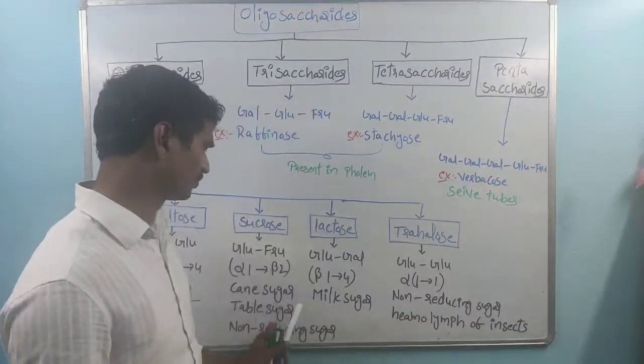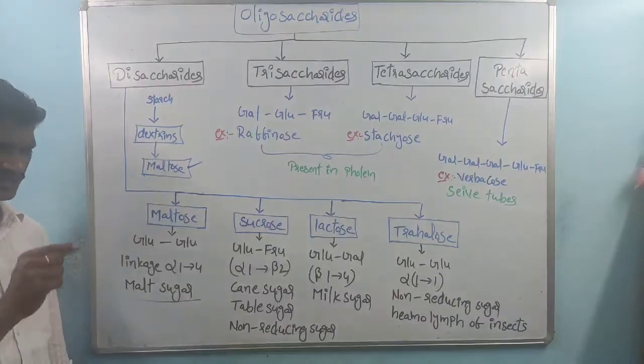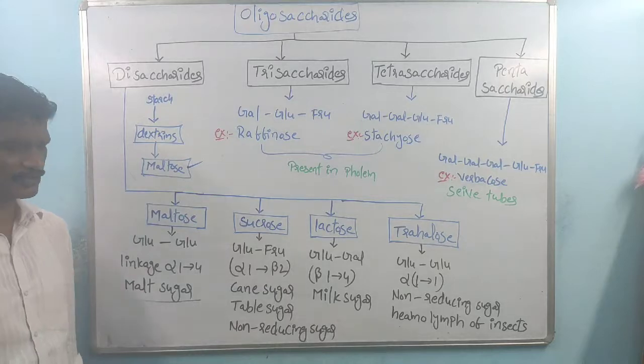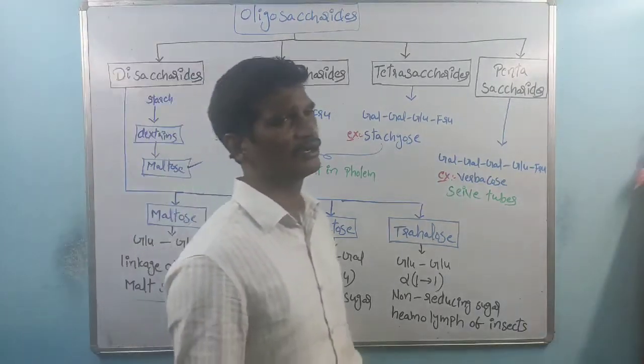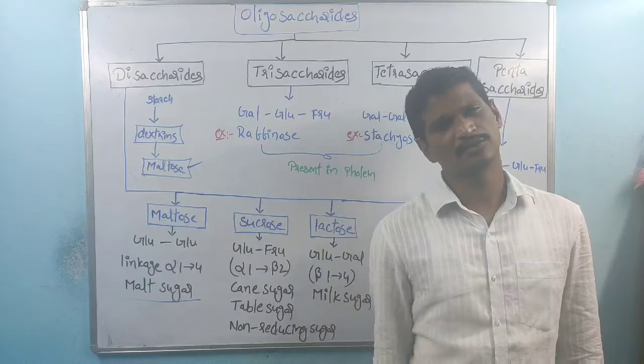That's the reason why this one is called cane sugar, and this one is also called table sugar. Here the shape is that, right? So that's the reason why this one is called table sugar. And this one is the non-reducing sugar. Non-reducing sugar means the sugars do not react with any other components.